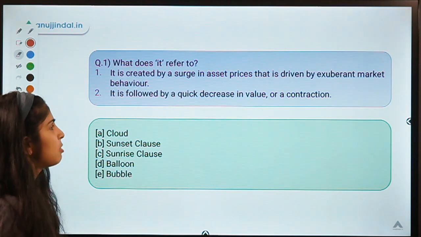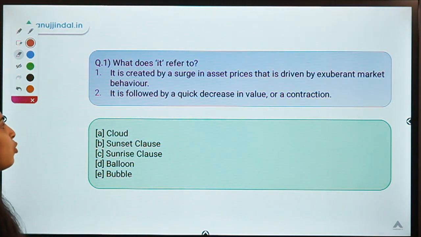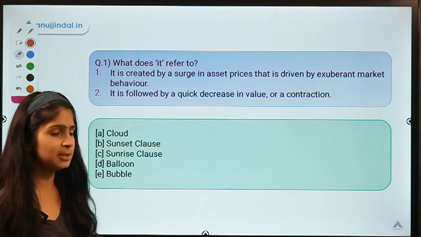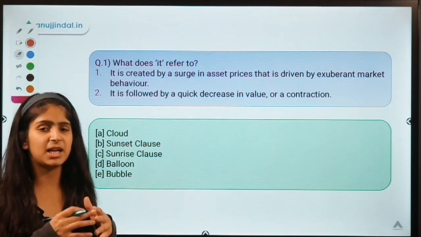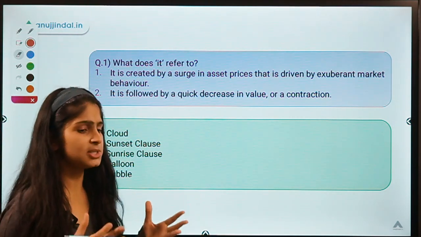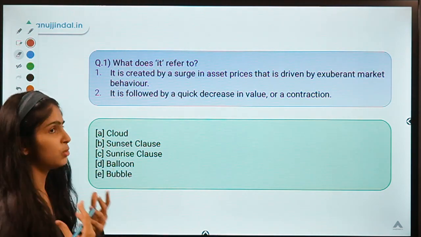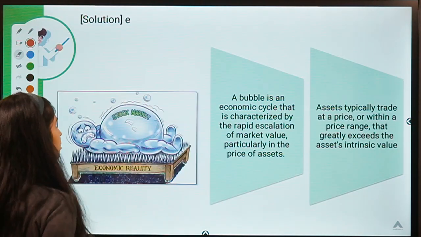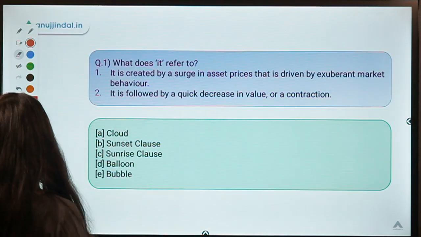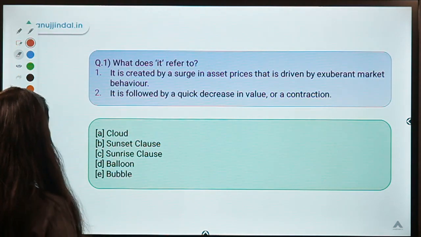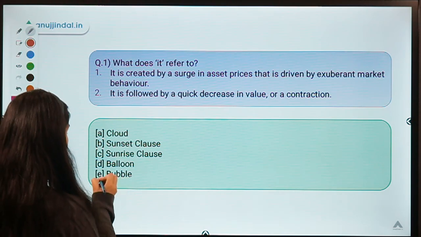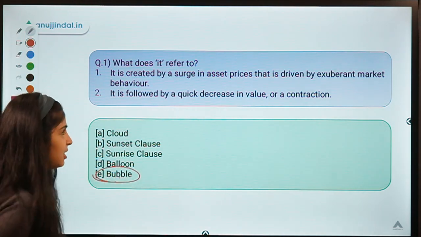So here is question number one for today, which says, what does it refer to? Two statements are given to you that describe a certain event, and you have to identify which one that is. Moving ahead to the solution, the correct option for this question is option E. Option E means that the correct answer is bubble, right?